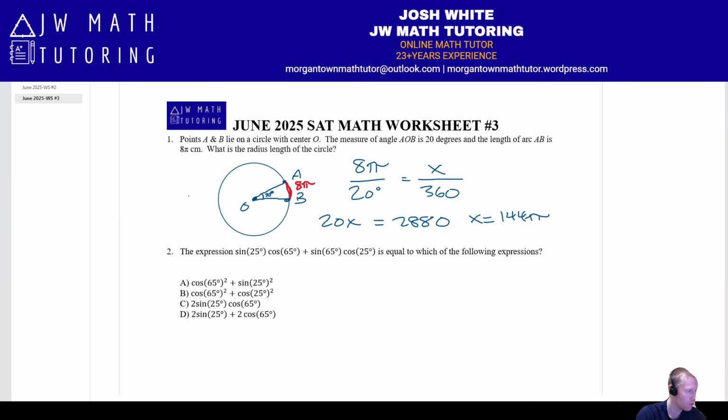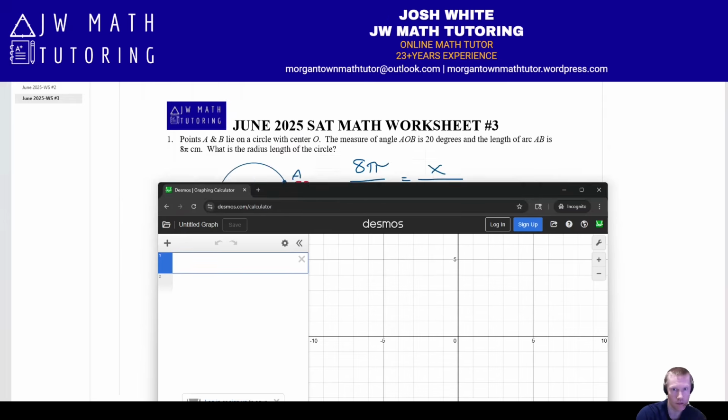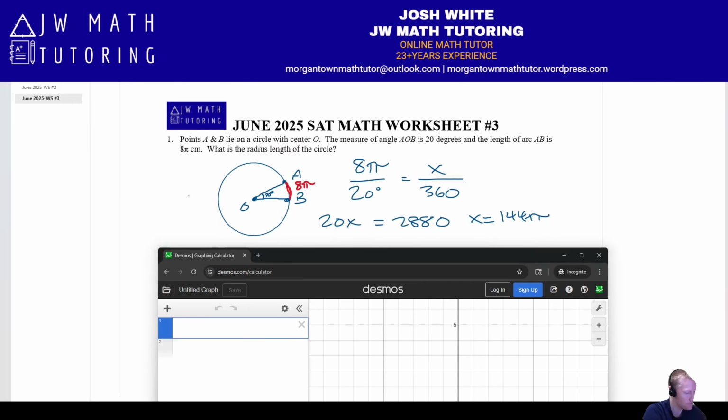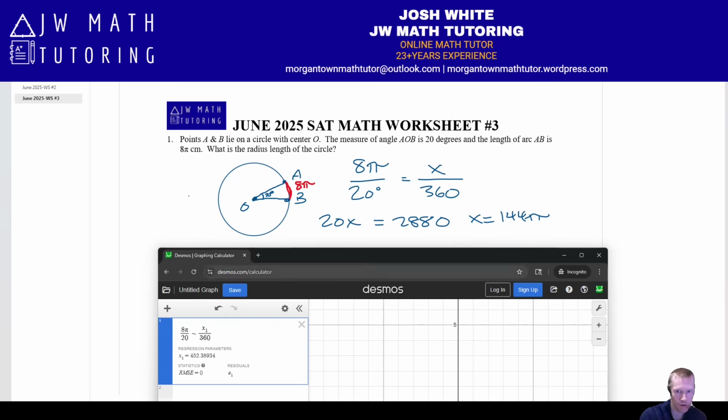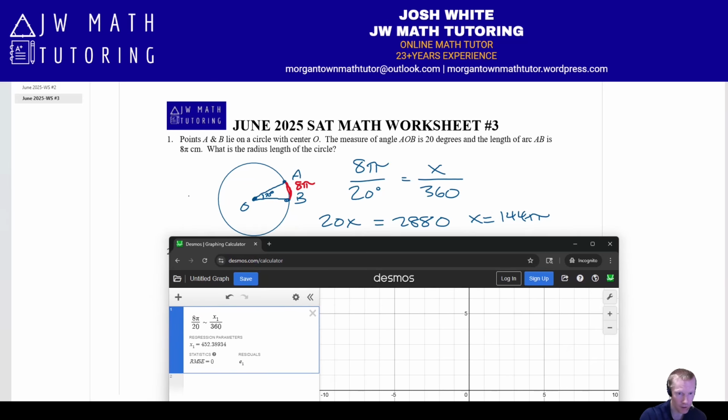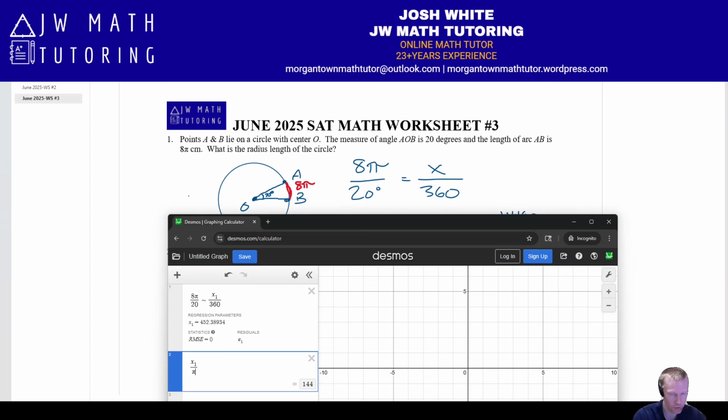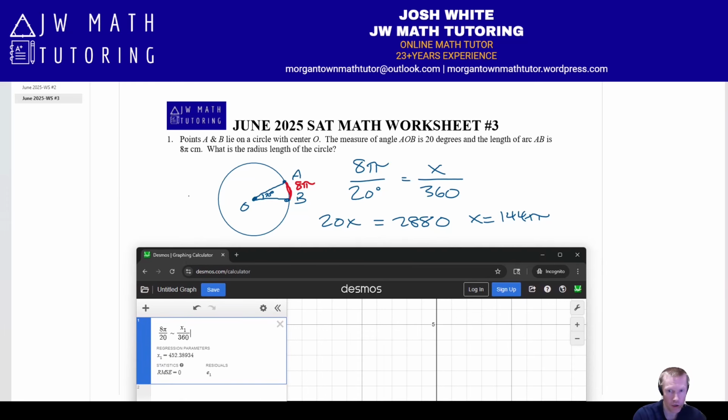Let's just go to Desmos to confirm that. Eight pi divided by 20, x, I'll just use regression. Okay, so notice here it's going to give us a decimal value. It's not going to have the pi in it, but that's fine because if I just take this and divide it by pi, slide this up, notice it's 144. That just confirms this is equal to 144 pi. Okay, anyways, so we have the right value for this x. So x is really the circumference of the circle.